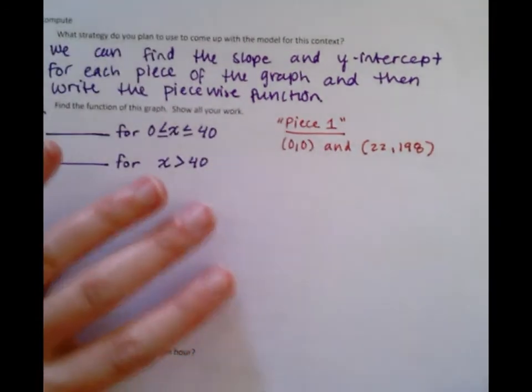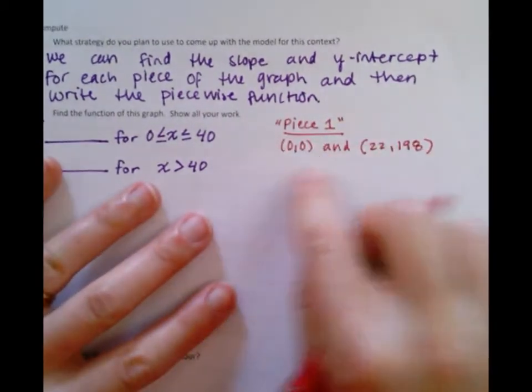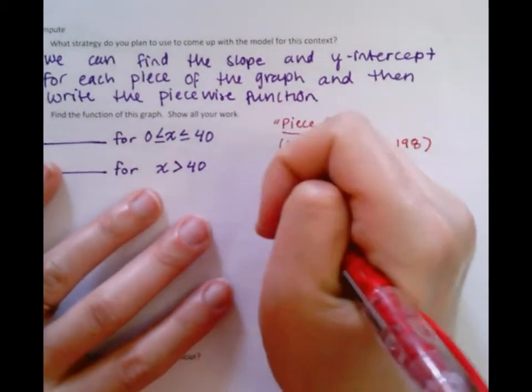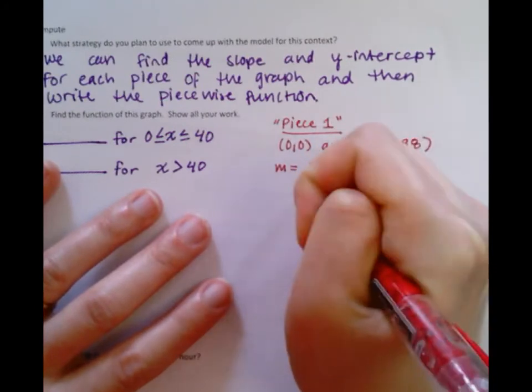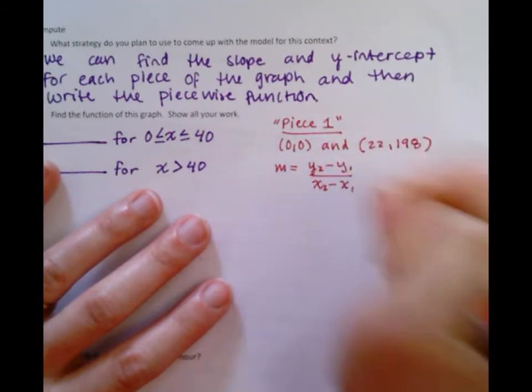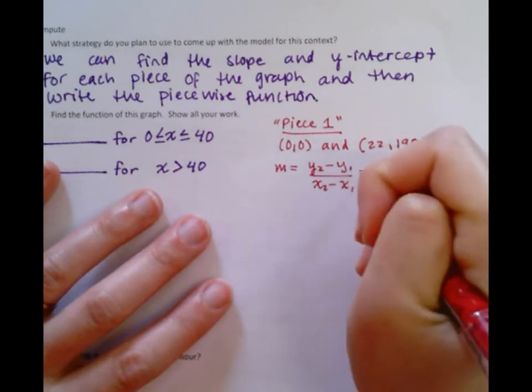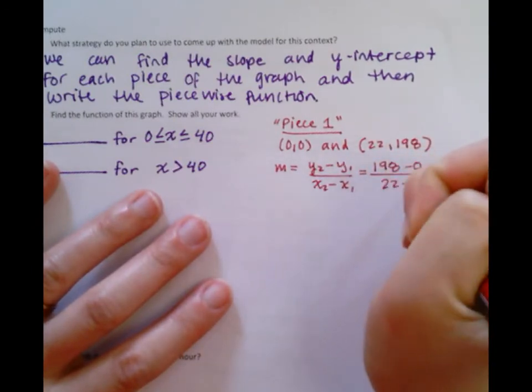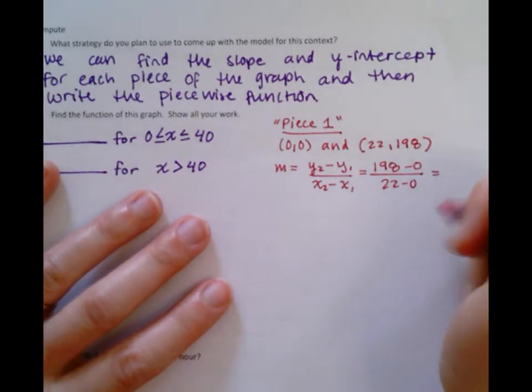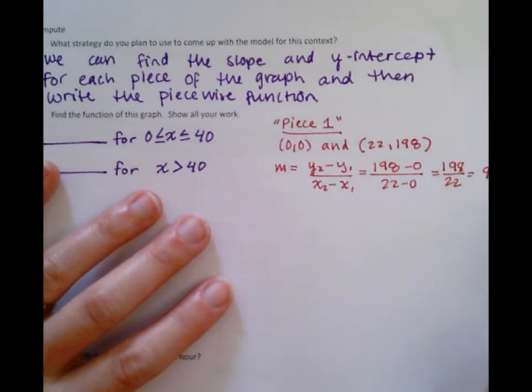And then I'm going to find the slope first. If I have 2 points on a line, I can always find the slope, m, by doing y2 minus y1 over x2 minus x1. In this case, that would be 198 minus 0 over 22 minus 0, which is 198 divided by 22. That's 9.